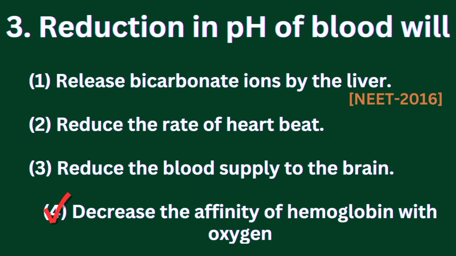Reduction in pH of blood will: 1. Release bicarbonate ions by the liver, 2. Reduce the rate of heartbeat, 3. Reduce the blood supply to the brain, 4. Decrease the affinity of hemoglobin with oxygen.